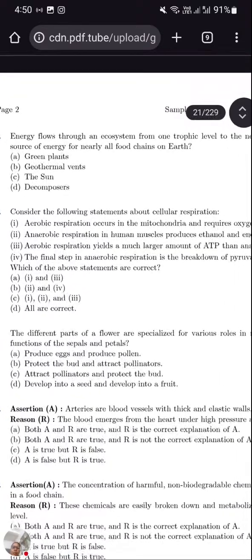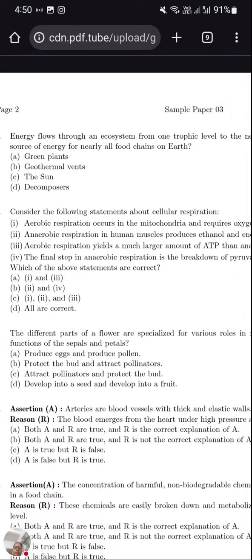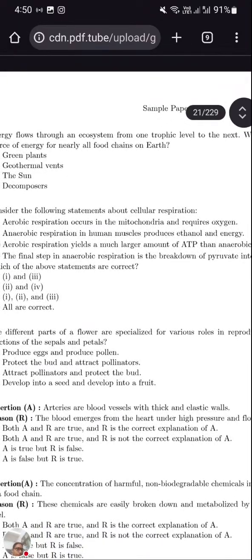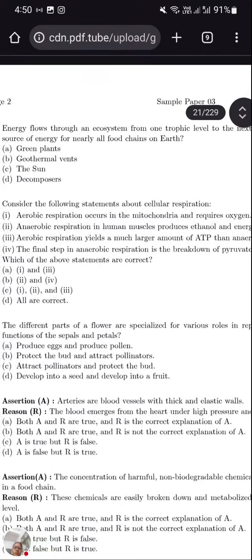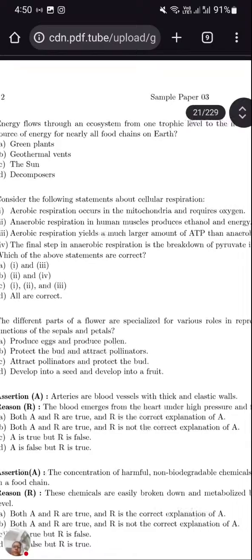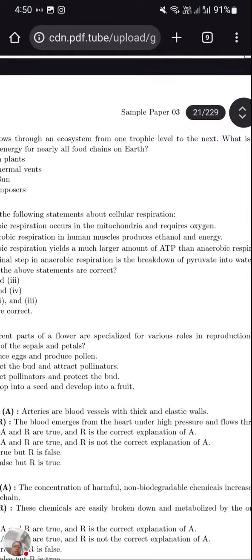Next, sixth question. Consider the following statements about cellular respiration. Aerobic respiration occurs in mitochondria and requires oxygen. If you recall, in our previous class, the day before yesterday's class, we discussed aerobic respiration and anaerobic respiration, the pathways given in your NCERT textbook. So here, aerobic respiration occurs in mitochondria and requires oxygen. Anaerobic respiration in human muscles produces ethanol and lactic acid. The second option is wrong.